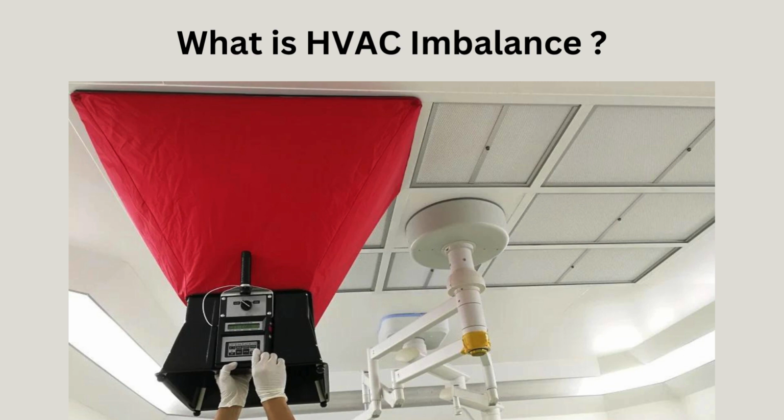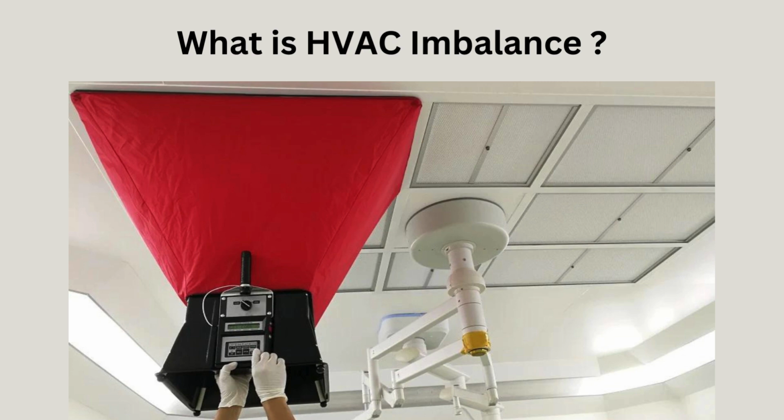Increased energy bills. An unbalanced HVAC system can work harder than it needs to, which can lead to higher energy bills. This is because the system is constantly trying to compensate for the uneven airflow distribution. Poor indoor air quality. An unbalanced HVAC system can recirculate stale air, which can lead to a variety of health problems, including allergies, asthma, and respiratory infections.